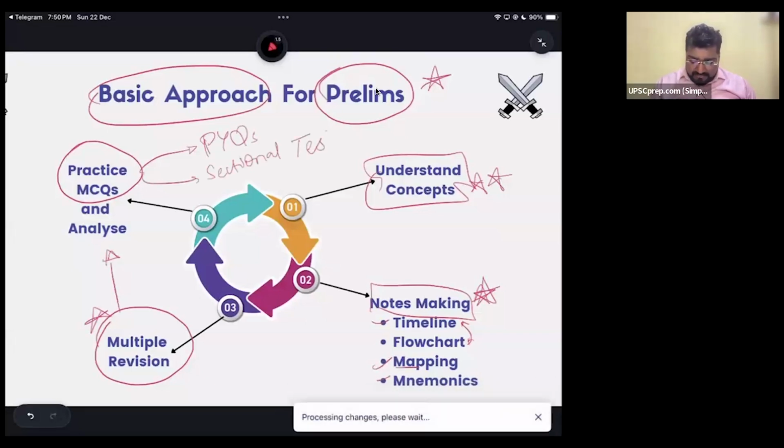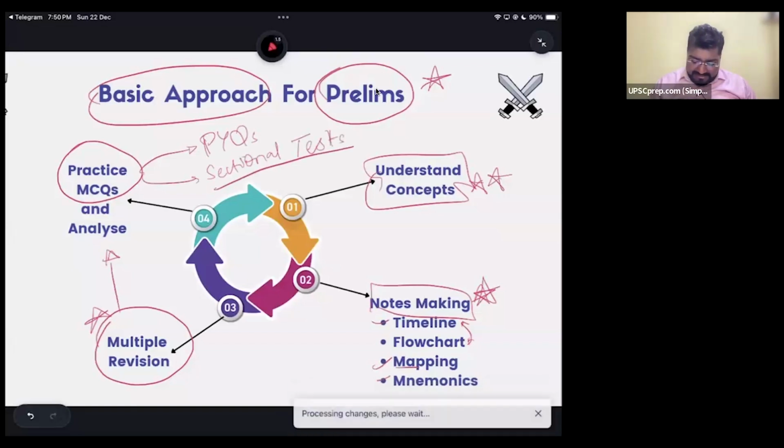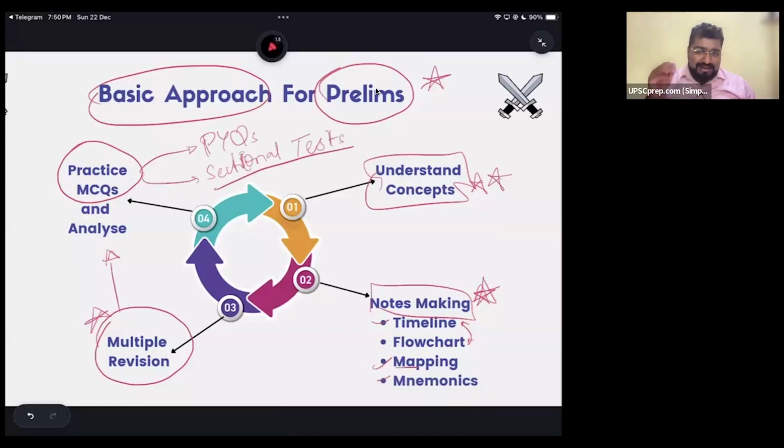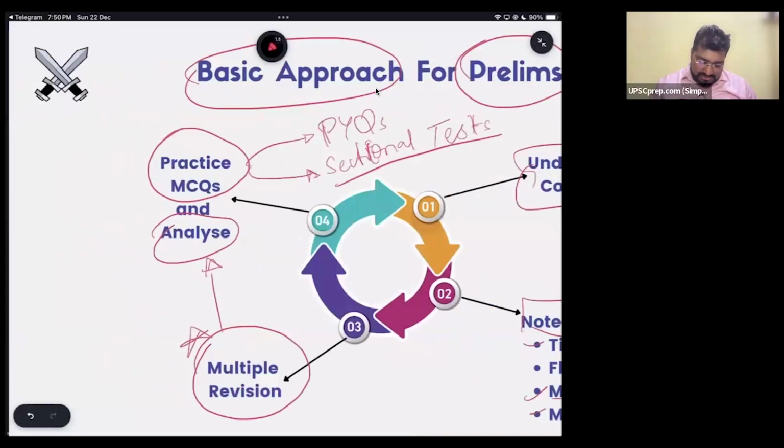See, guys, there are many sectional tests available in the market. You can directly go on Google, just type there freeupscmaterial.com. You can download those things for free. Vision IAS, Vajiram, download anyone's and attempt the sectional tests. That will help you out. Okay, and then not only just giving the test but also analyzing it. So what do we mean by analyzing the test, or analyzing the questions?